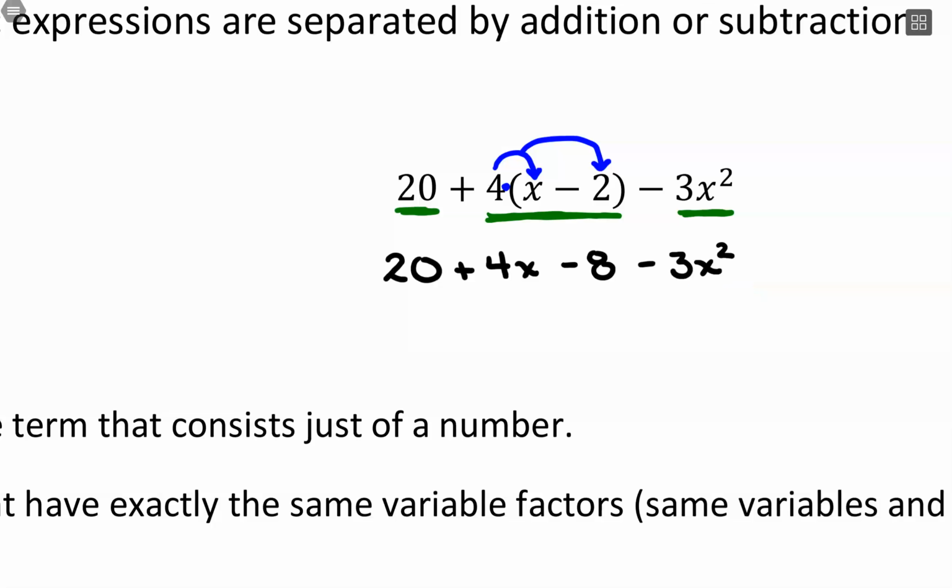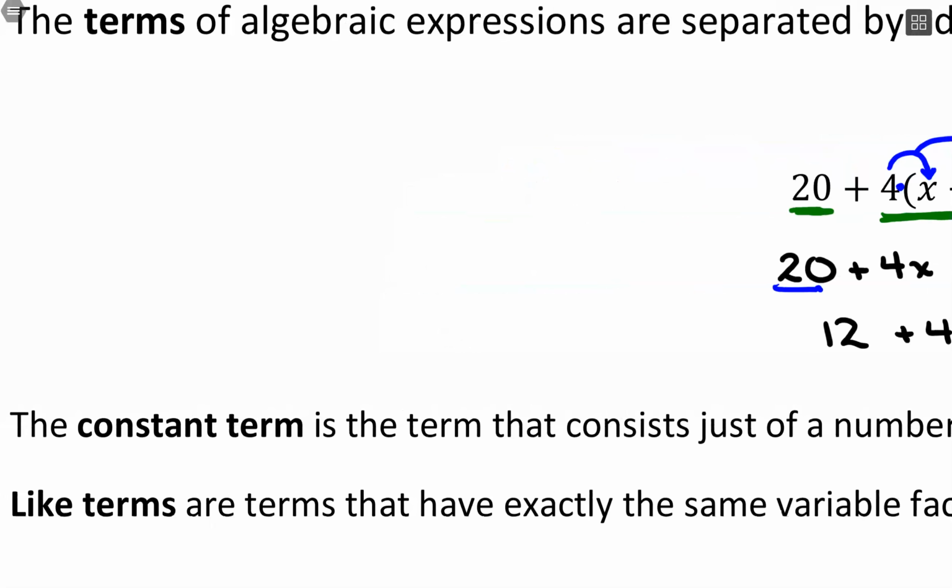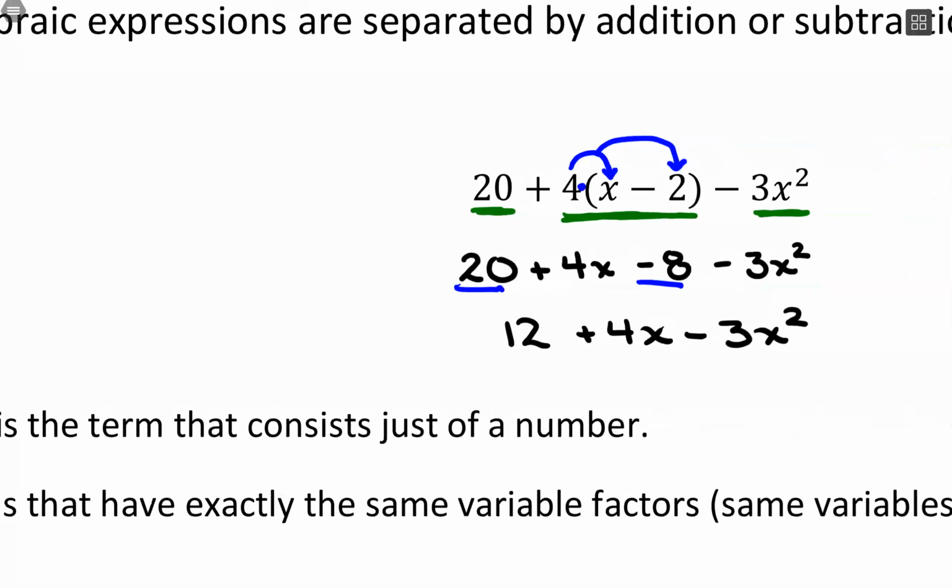What I could combine together though is this 20 minus 8. So this would be the same thing as 12 plus 4x minus 3x squared. And now that would be completely simplified. So it's in this addition, subtraction stage that we're looking for like terms so we can combine them together. And what we just used, there's this constant term here, which is just a number. And that's what this 12 is in the simplified form. That's the constant term.